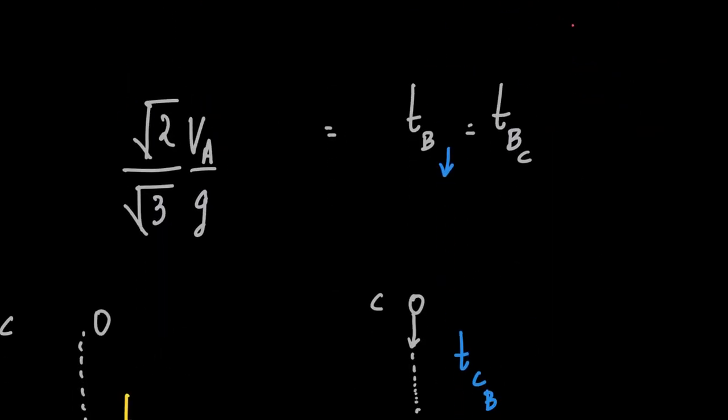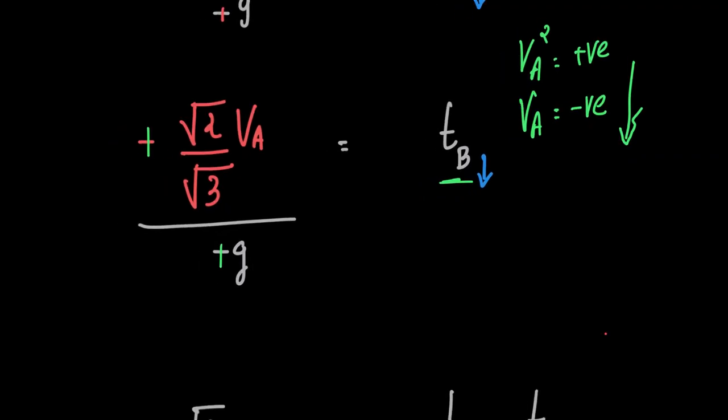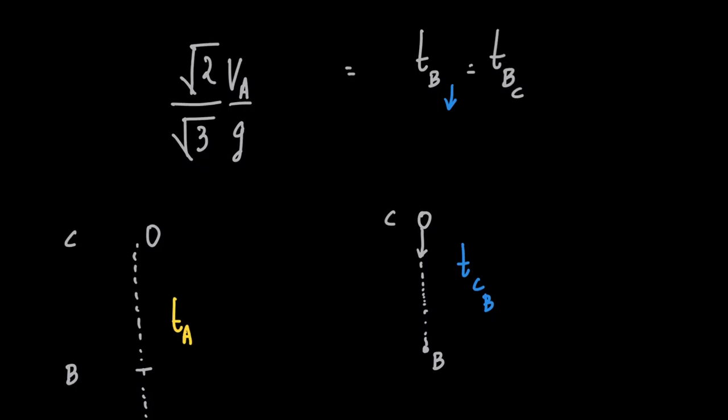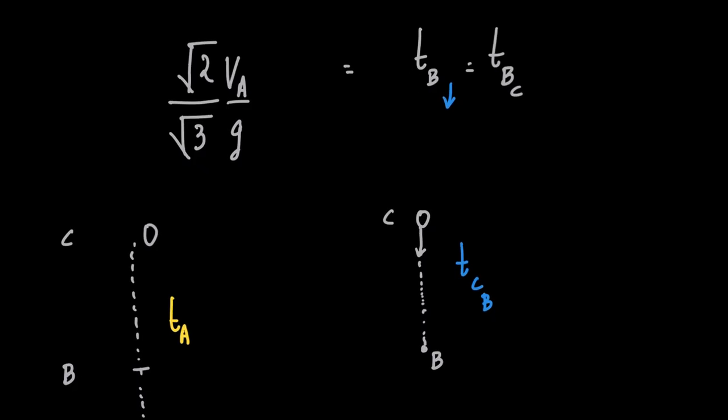Okay, right. So, yes, time to reach B while coming downwards is root of 2 by root of 3 VA by G. Now, we didn't get anything of the form root 3 minus root 2 by root 3 plus root 2 again. We are stuck. Are we? Well, if not, we do it properly. So, very important to understand that time to reach B while coming downwards, or maybe time to reach B when dropped from C, is root 2 VA by root 3G.